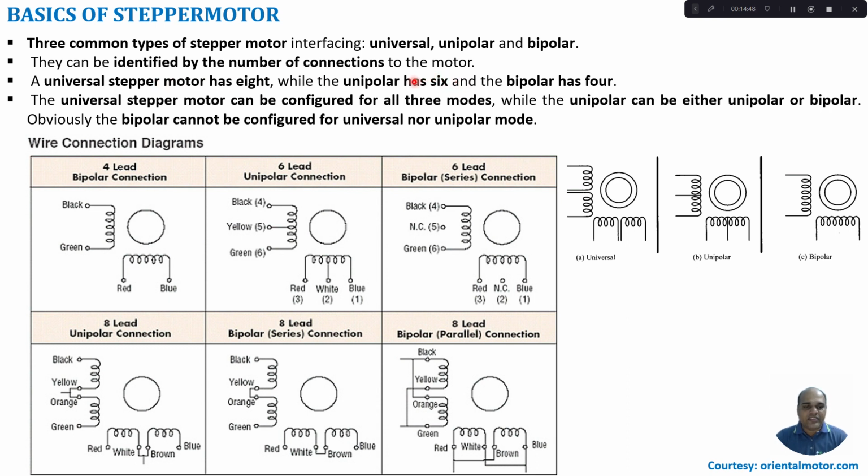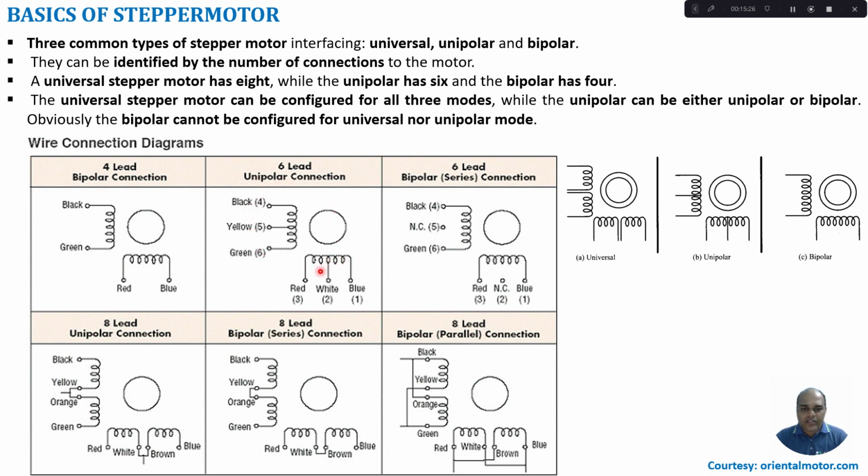So we can see the connections. If I take a 4 lead bipolar connection, the 4 leads are black, green, red and blue. These are the 4 leads coming out of a bipolar stepper motor. In case of a 6 lead unipolar, I have black and green on either side of one coil, and there is a center tap connection which is yellow. For the other coil we have red and blue on either side, and the center tap is white. So this is a 6 lead unipolar connection.